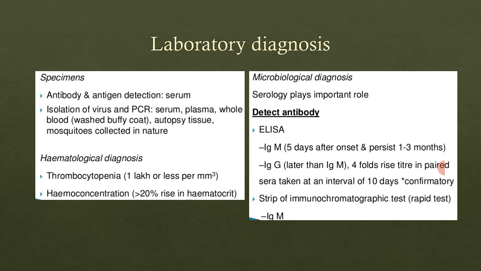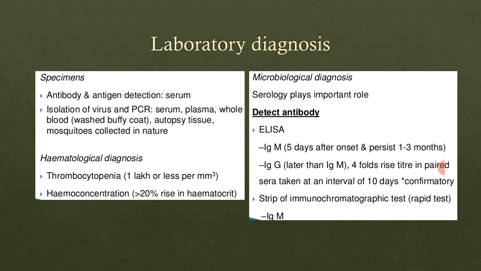Now, after the clinical features, the person will proceed for laboratory diagnosis, right? Now, in laboratory diagnosis, what is our first step? Our first step is to collect the sample. Okay, sample or specimen. Now, the sample we should collect is the serum sample. Okay, or the blood sample. Now, the serum sample that we collect will be used for antibody and antigen detection. Okay, antibody and antigen detection.